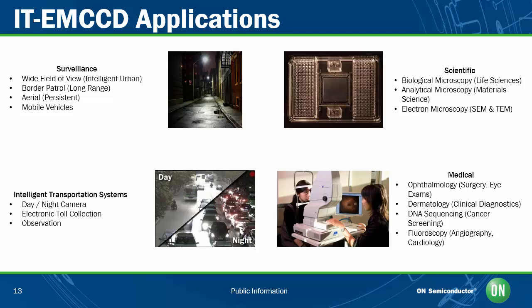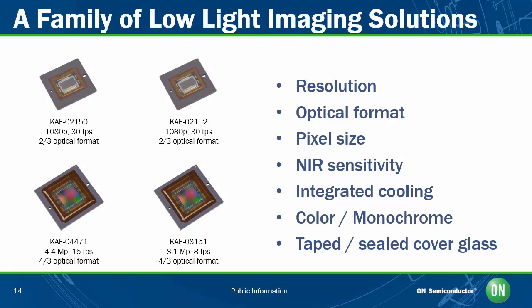Today, ON Semiconductor provides a portfolio of products that use Interline Transfer EMCCD technology, and they're based on 4 main separate devices. These products range in resolution from 1080p, or 2 megapixels, up to 8 megapixels, and provide still or video capture at up to 30 frames a second, with options for different light sensitivities and camera integration options, allowing the most appropriate image sensor to be selected for a given application.